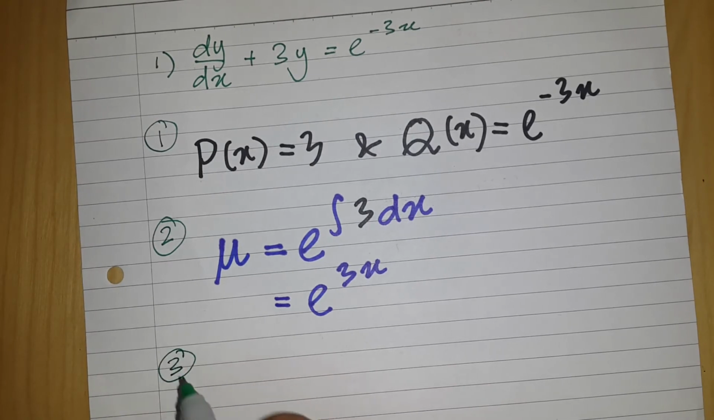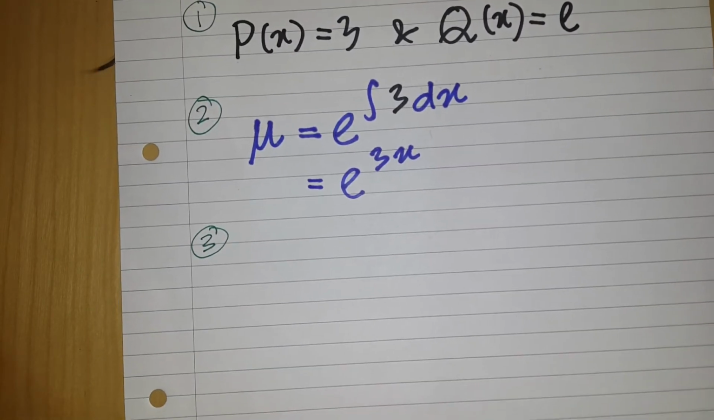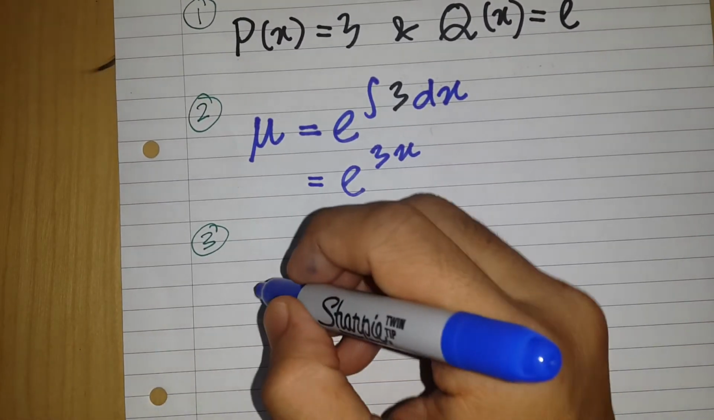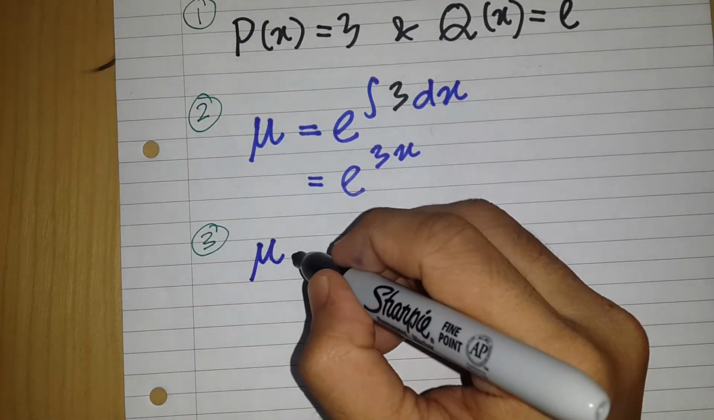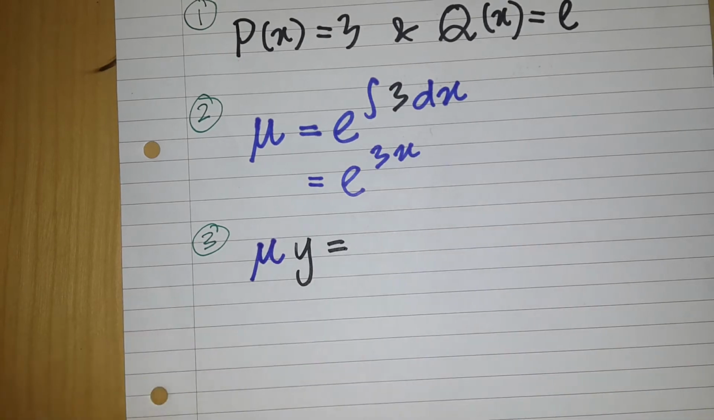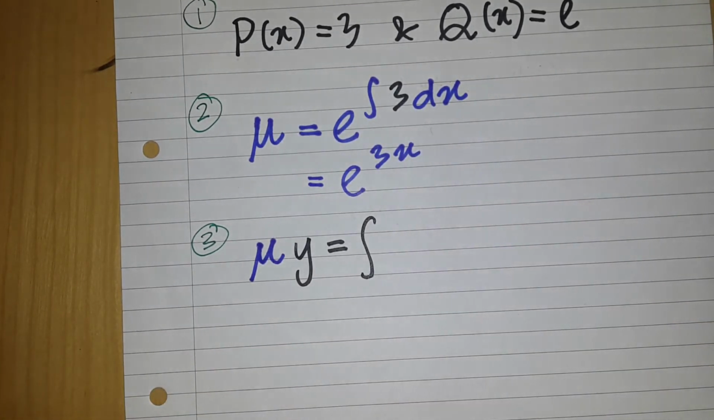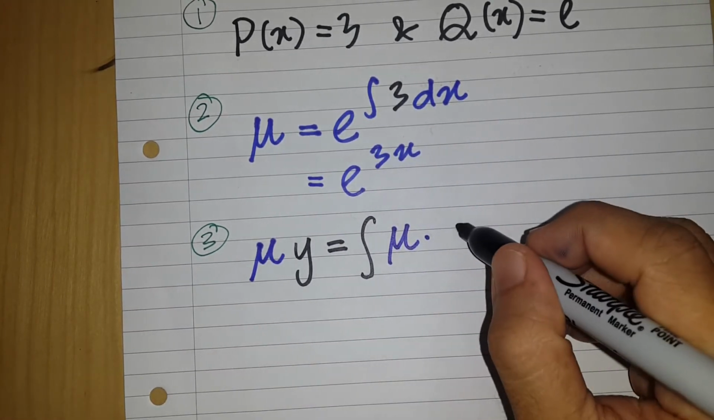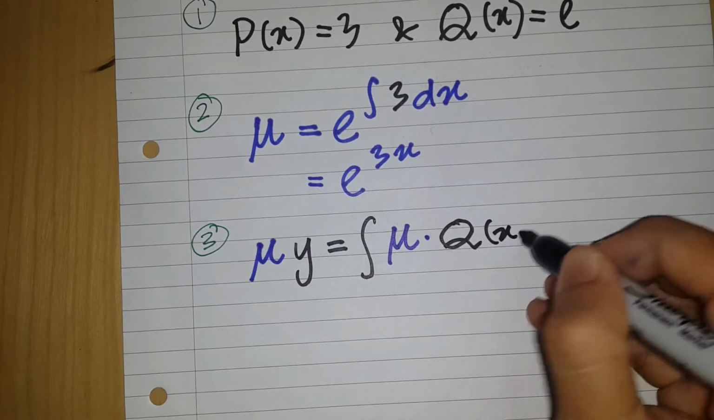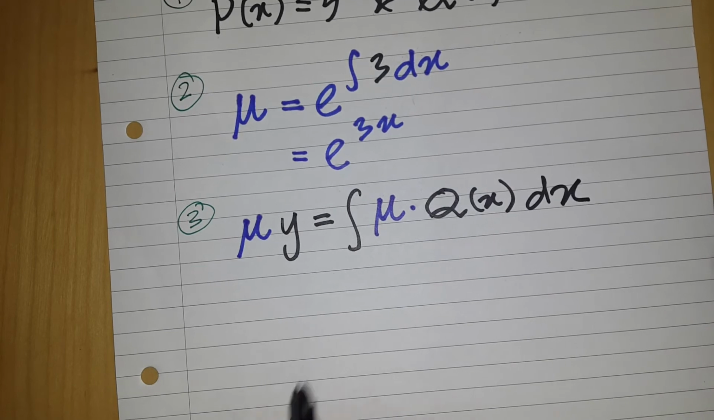Let's proceed with the last step, which is to put everything inside the formula. Let's rewrite the formula first. The formula is mu y equals the integration of mu multiplied by Q(x) dx.